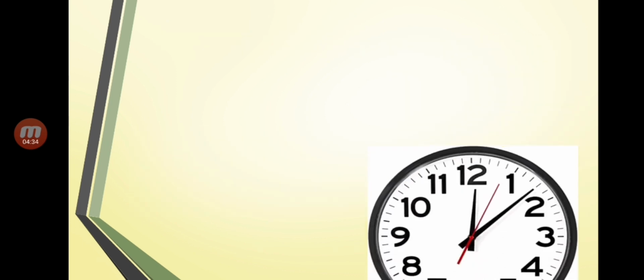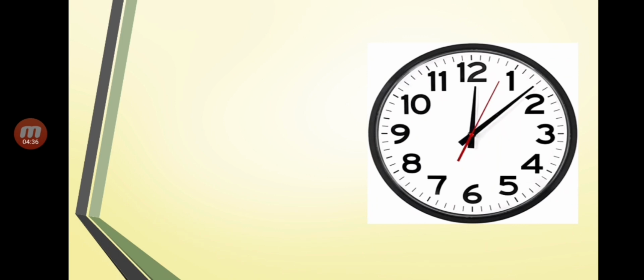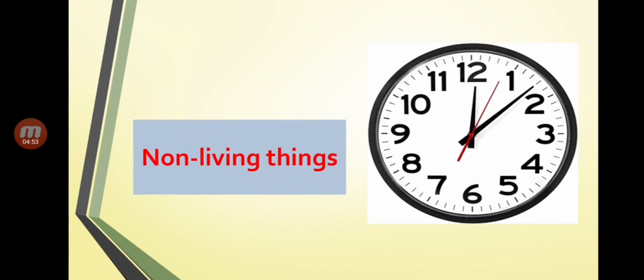Another. Do you know what this is? It's a clock. Yes, it's a clock. Do you have this at home? Yes. Very good. So this clock belongs to what group? Non-living things. Very good.